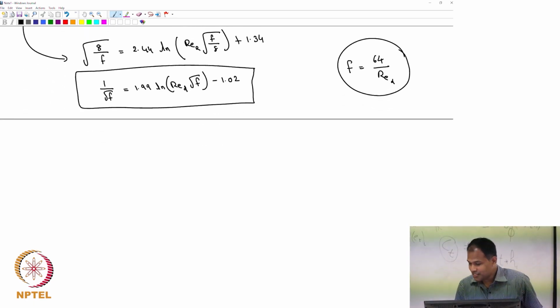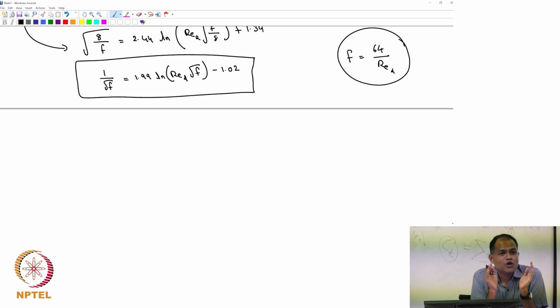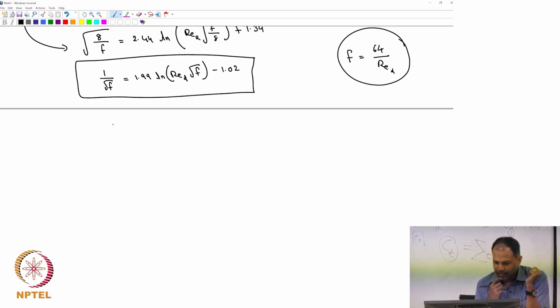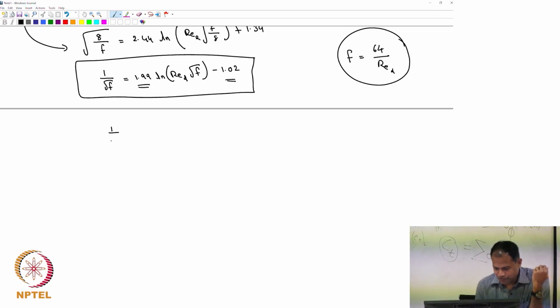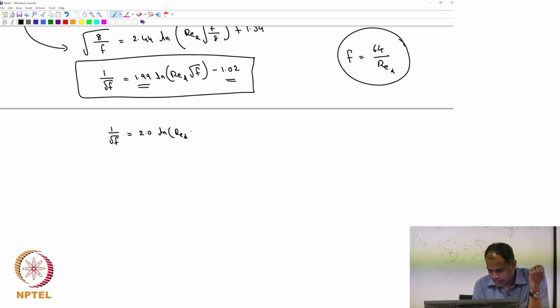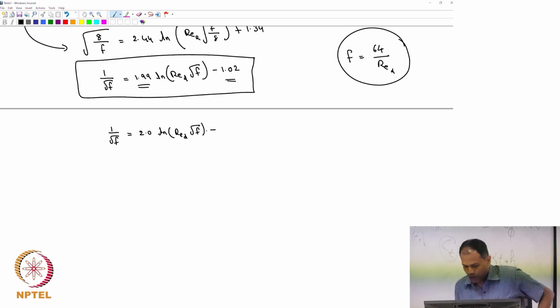Anyway, so this equation, remember we assumed the logarithmic law and calculated it. But let's say you compare it with experiments, and the actual coefficients have been replaced a little bit. 1 by root f is equal to 2.0 ln(Re root f) minus 0.8.